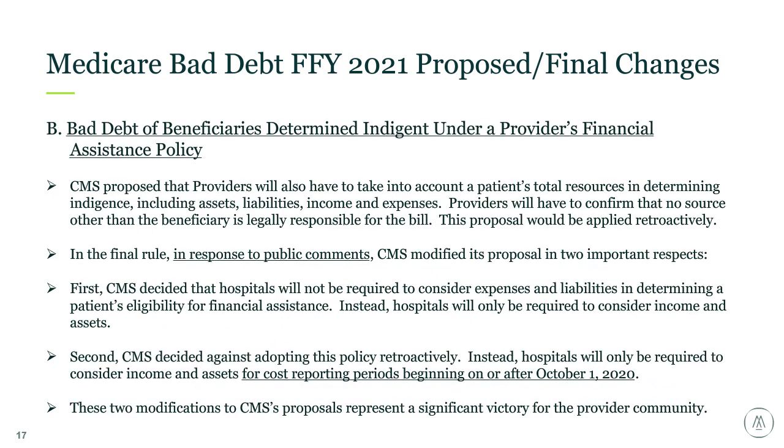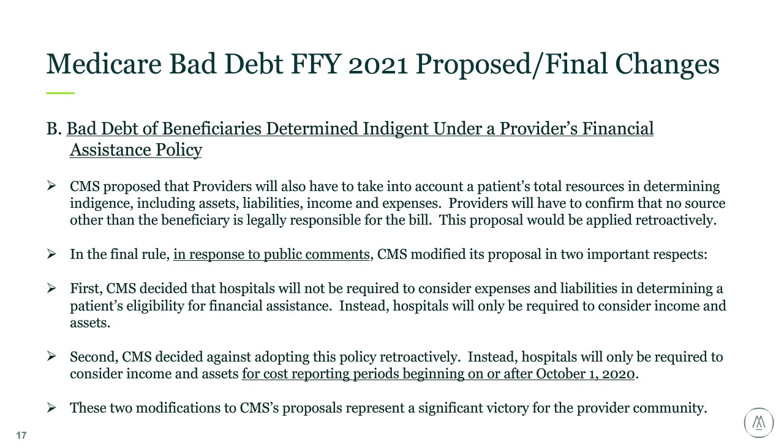So moving forward, let's now discuss the Medicare bad debt determined for indigent patients covered under a provider's financial assistance policy. CMS has proposed providers will have to take into account a patient's total resources in determining indigence. So in the proposed rule, CMS lined out that you would have to be looking at assets, liabilities, income, expense, and make sure that there's no other sources of income that are legally responsible for payment.